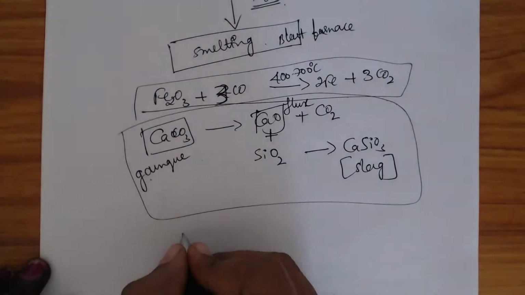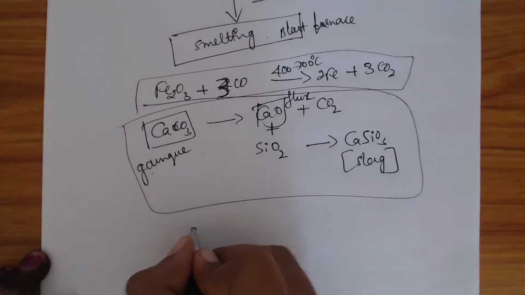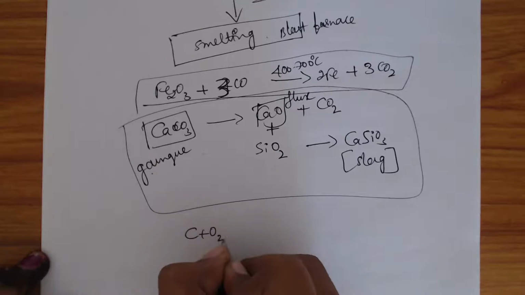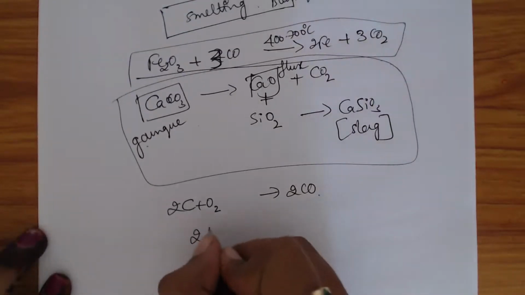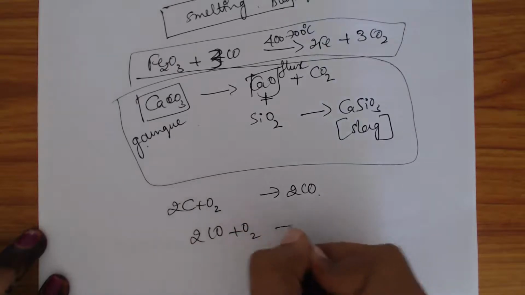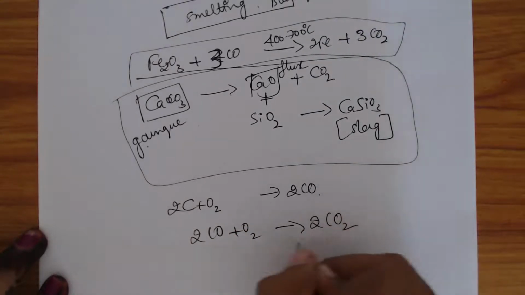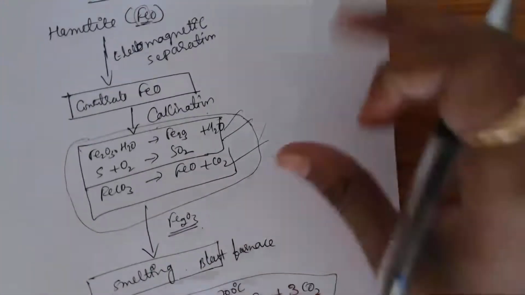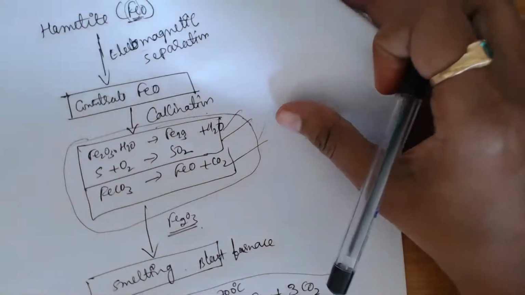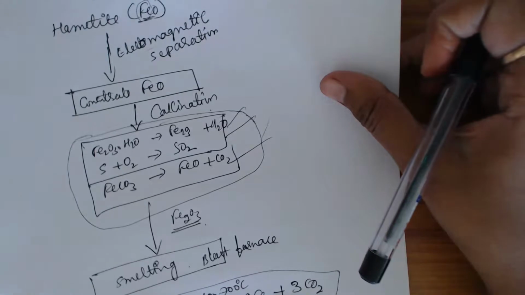Another one is zone of combustion, that is C plus O2 gives rise to 2CO, and 2CO plus O2 gives rise to 2CO2. This is zone of combustion. Okay, so this is all about the smelting process, students.